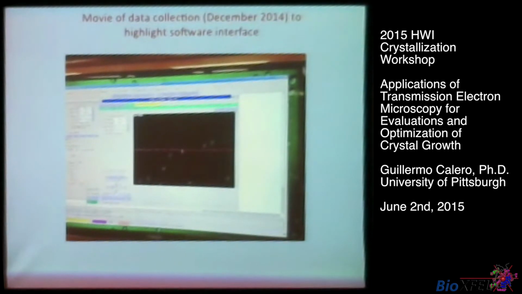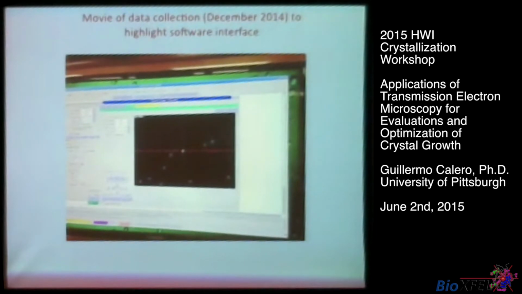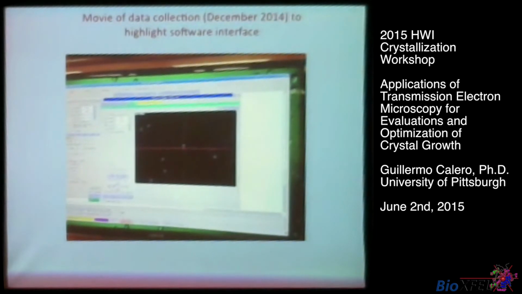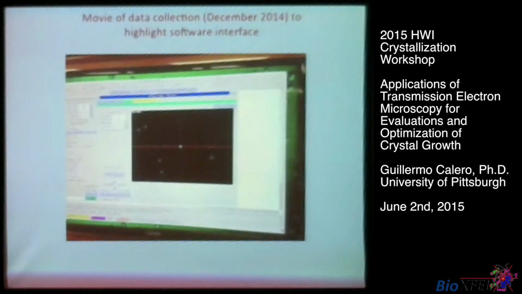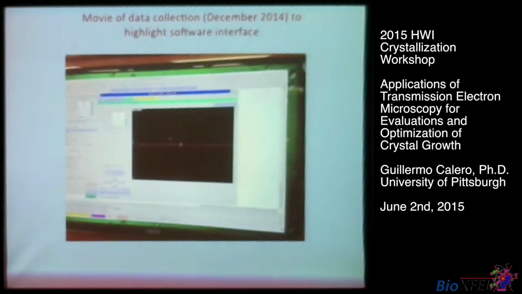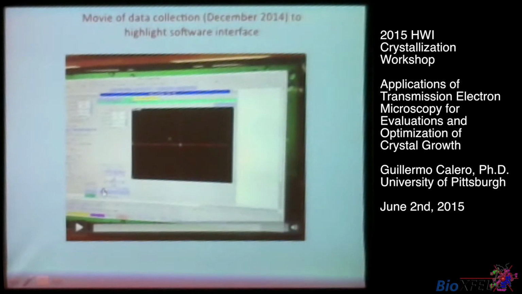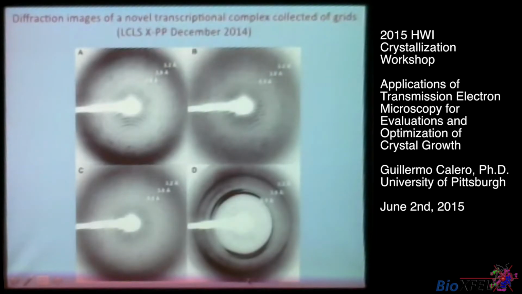Now with this XPP setup, the hole that you generate is about 30 microns. So if the crystal is 50 microns, you can shoot it once, but if the crystals are larger, what do you do? So I'm going to show you what we do. Well, that's another movie, but I can show it to you later.